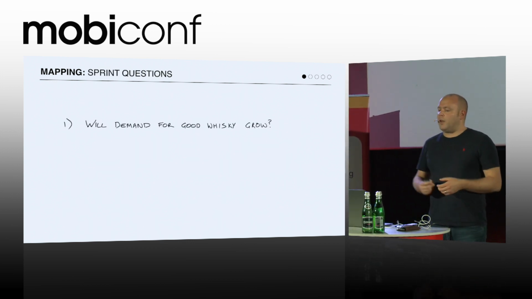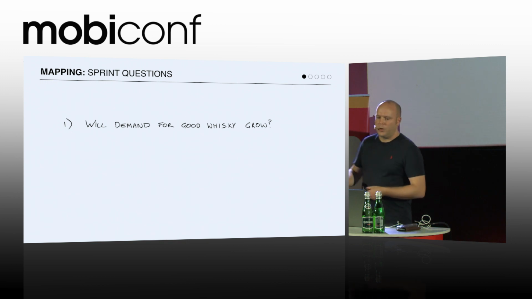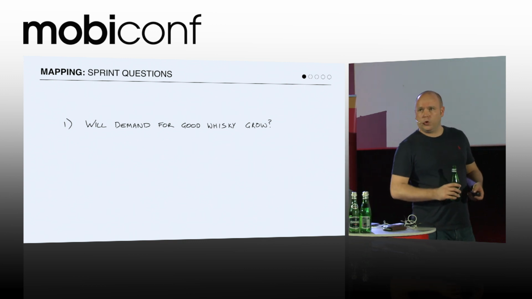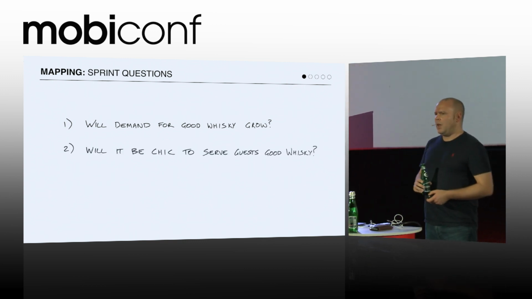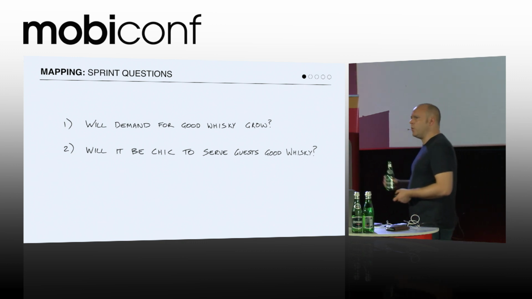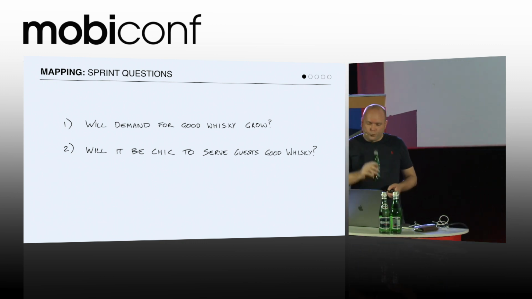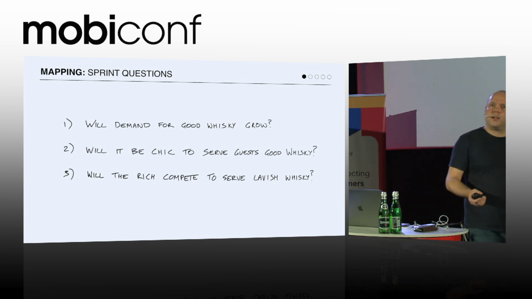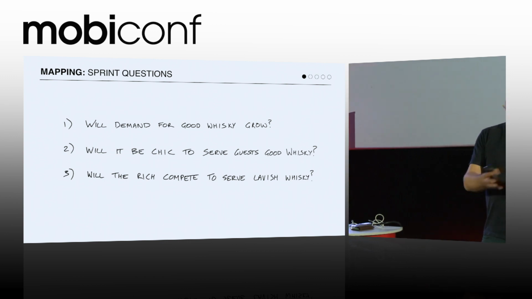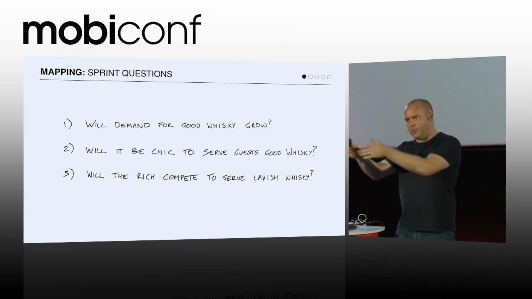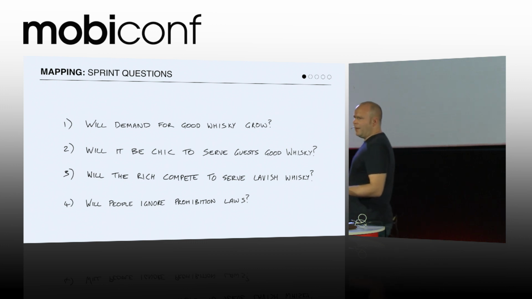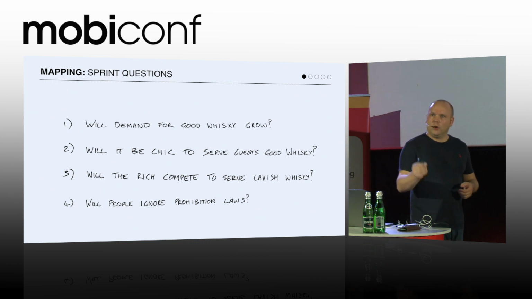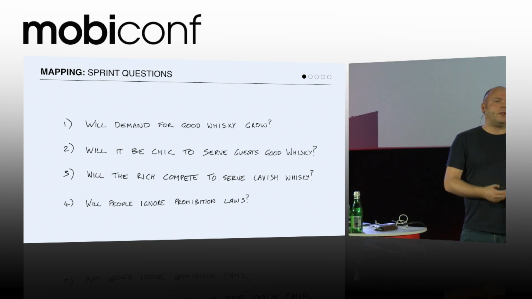But in Rothstein's opening chat, there's a huge amount of assumptions. So firstly, it's a big assumption that demand for good whiskey will actually grow during Prohibition. Is it really going to be chic to serve guests with good whiskey? Will the rich really compete to serve lavish whiskey to their guests? It's a big assumption. The types of things that we don't find out until really late in our typical enterprise developments. And perhaps most importantly, do we really think that people are going to ignore prohibition law and risk going to jail because they want to have whiskey?